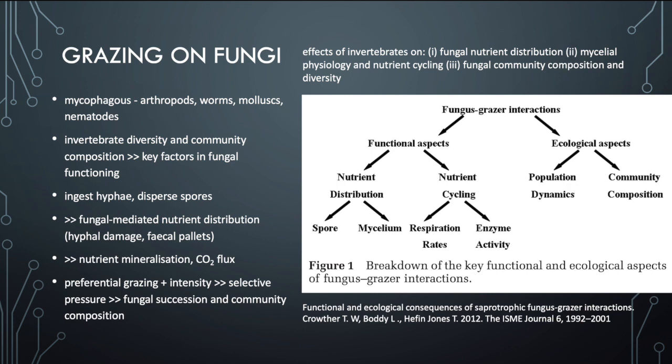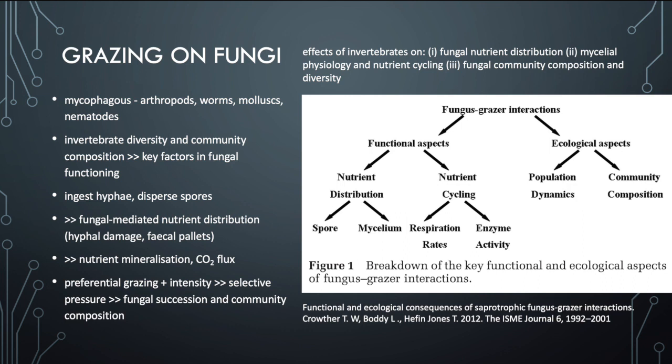The diversity of these invertebrates or arthropods and the community composition of these animals is a key factor in driving fungal functioning and how fungi service the ecosystem and cycle nutrients as a result of being fed upon by these organisms that like to consume fungi. Some of these organisms ingest hyphae, and some will eat the mushroom and therefore disperse the spores of those particular species of fungi that they prefer to eat. And this really influences fungal mediated nutrient distribution throughout the ecosystem.